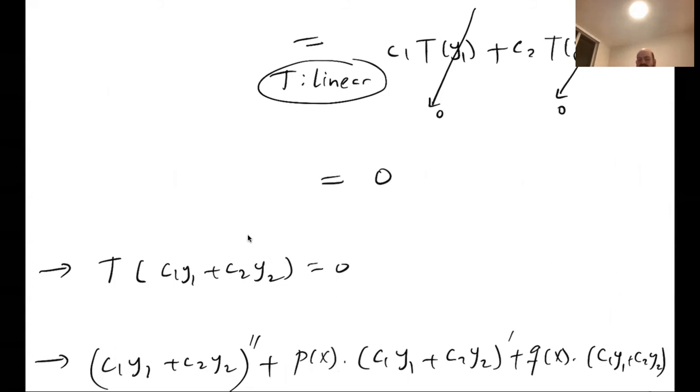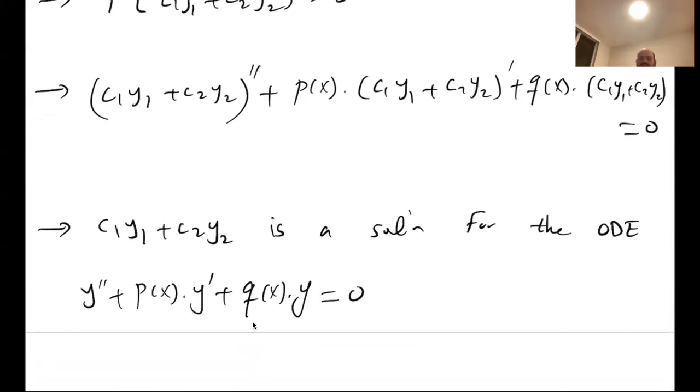It uses the fact that T is a linear transformation, and combined with the fact that y1 and y2 are solutions, we could immediately conclude that T of C1 y1 plus C2 y2 is also 0. Because T is linear and T of y1 and T of y2 were 0. And once we know that T of this guy is 0, it means this guy is a solution. Because if T of some function is 0, that means that function is a solution for our ODE here.